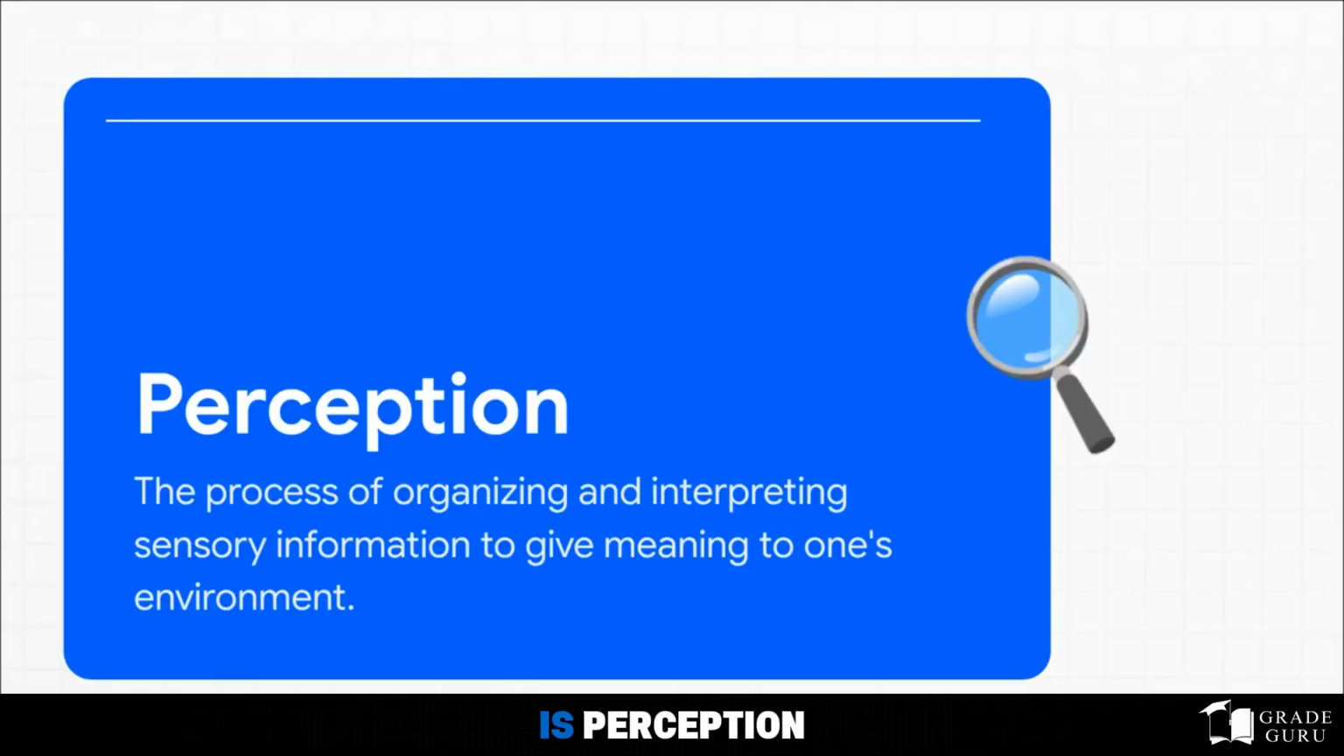So what exactly is perception? Well, it's the process we use to organize and make sense of all the information coming at us, just to give our world some meaning. But here's the absolute key takeaway for your exam. You act based on your perception of reality, not reality itself. Everything gets filtered through your own unique lens.